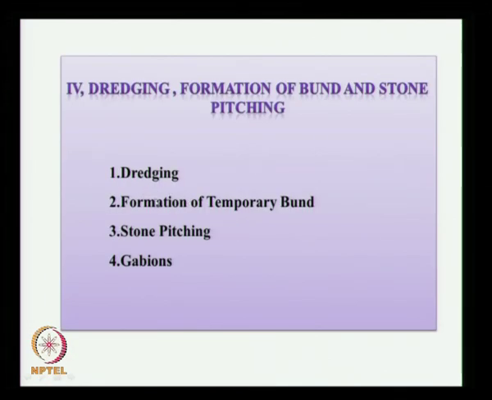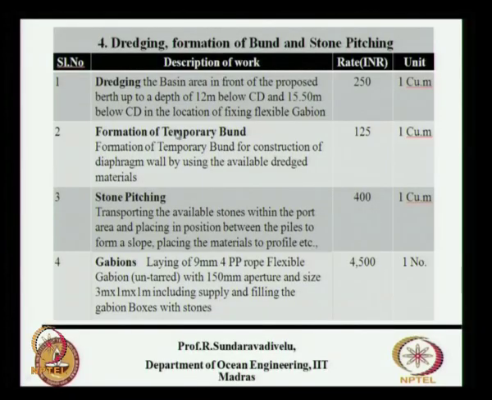Then we have another major item that is coming here, that is the dredging, formation of temporary bund, stone pitching, and if you are using gabion box you should give a separate rate for gabion box. So the dredging rate is about 250 rupees per cubic meter. We have to say what depth you have to put below CD. In some places we are putting a gabion where we have to go deeper, 15.5 meter.